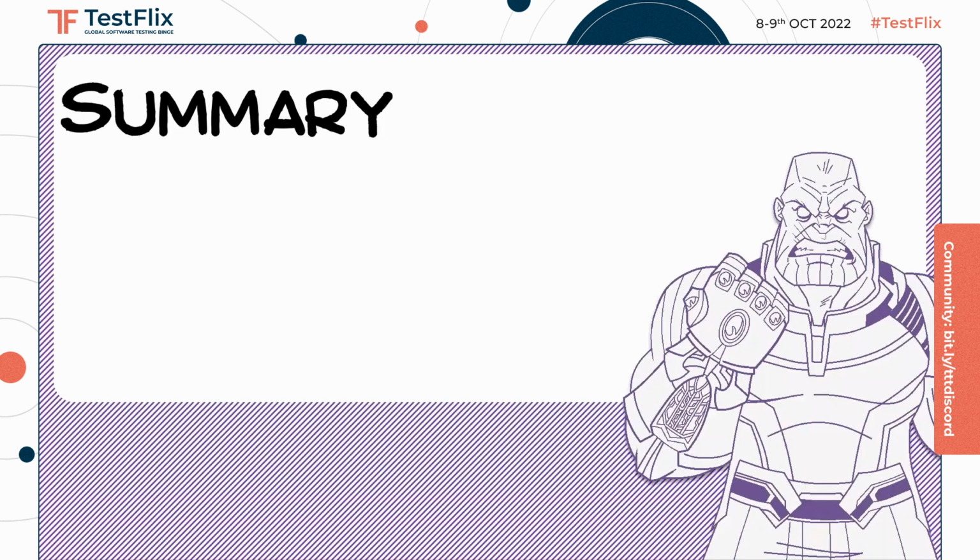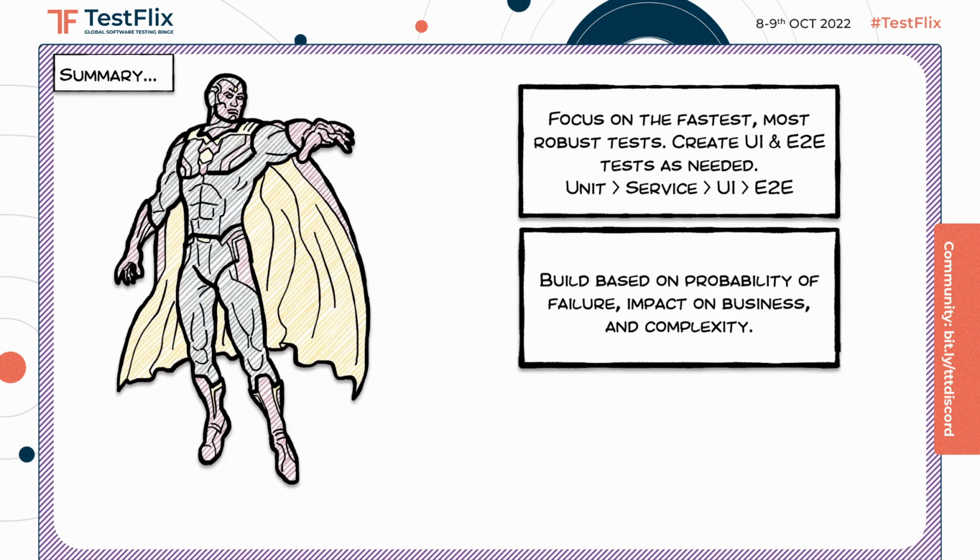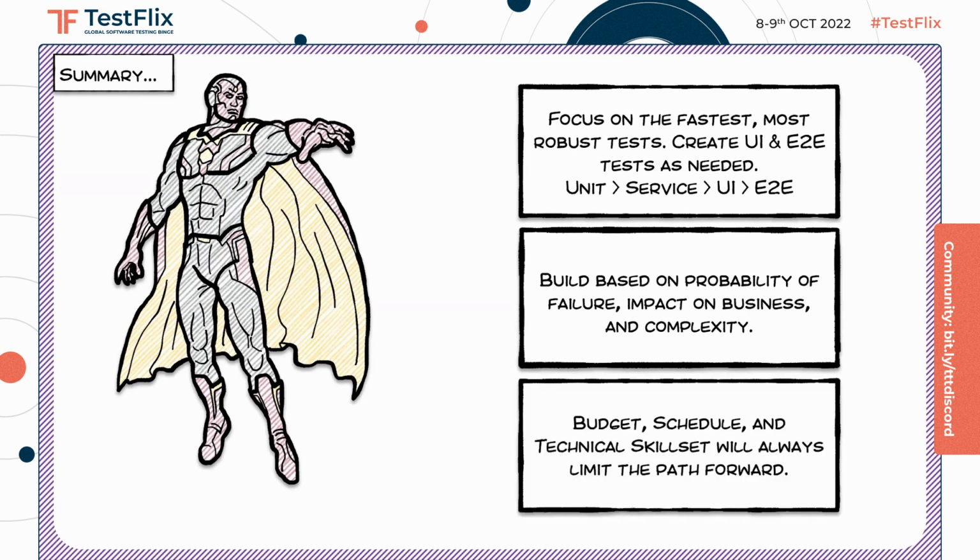So in summary, what did we learn here today? Well, it's important to focus on the fastest, most robust tests. We want to create UI and end-to-end tests as needed. So focus on unit over service, service over UI, and UI over those very long end-to-end tests. They can go across multiple applications. You want to build your automation based upon the probability of failure, the impact on business, as well as complexity. And lastly, budget, schedule, and the technical skill set of the people within your org are always going to limit the path forward. Don't work under the ideal circumstance. Optimize for the circumstance that you are in.